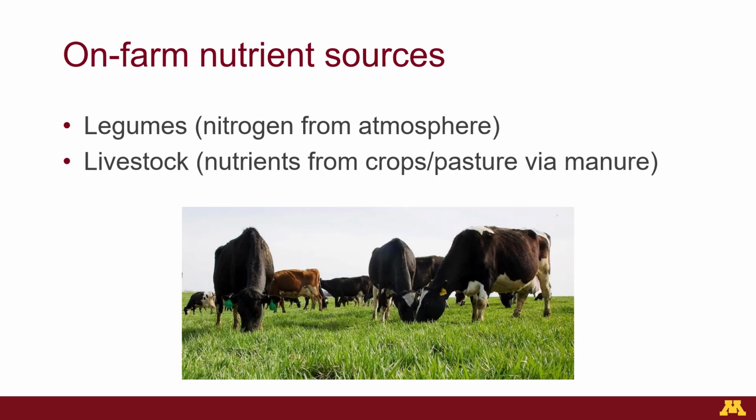Many organic farmers try to rely as much as possible on on-farm nutrient sources. These can include legumes, which partner with symbiotic rhizobium bacteria to biologically fix nitrogen from the atmosphere, and livestock, which can take in nutrients from feed crops, forages, and pasture and return them to the soil in the form of manure. We will cover biological nitrogen fixation in more detail in Part 2 of our Soils Module series.